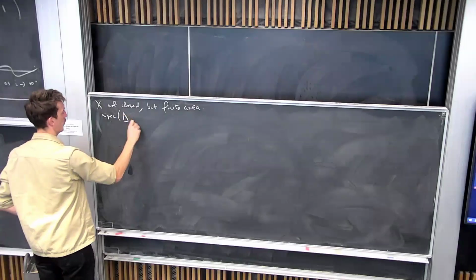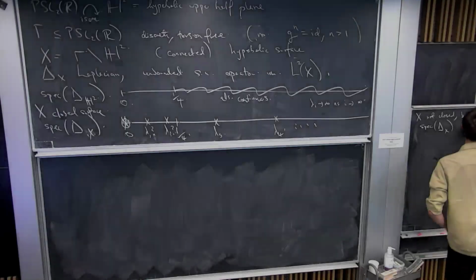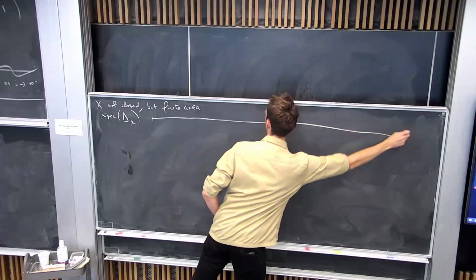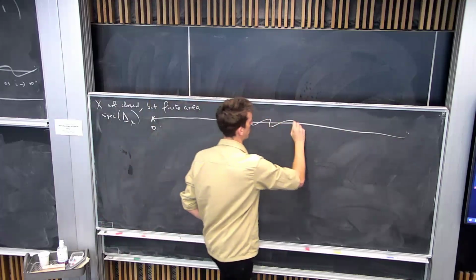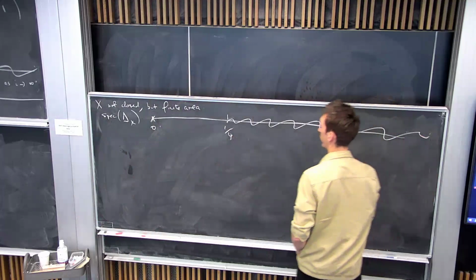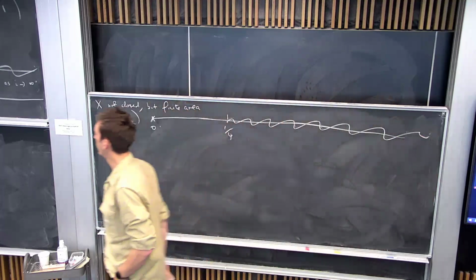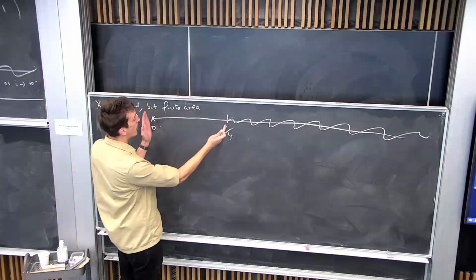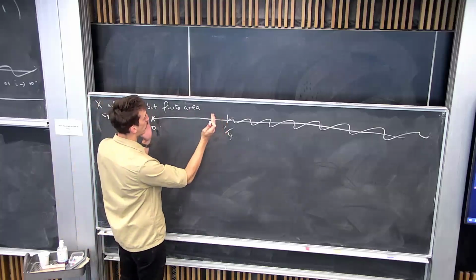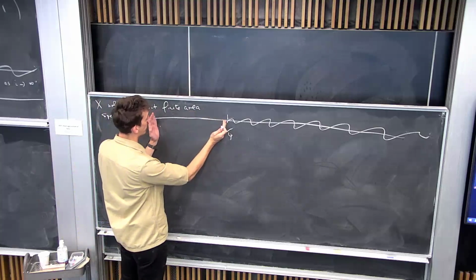What it looks like, well, we're finite area, so we still have 0. In this case, scattering theory gives us absolutely continuous spectrum between 1/4 and infinity again. It's the same cartoon. Then, same issue as before. A priori, whatever happens here is qualitatively the same as in the compact case.